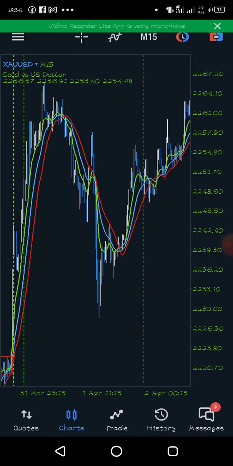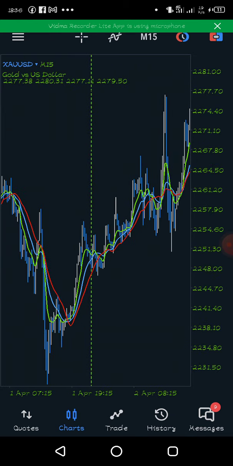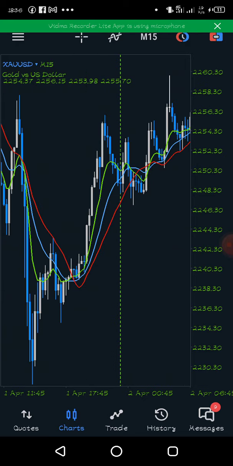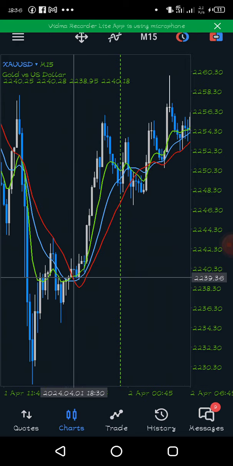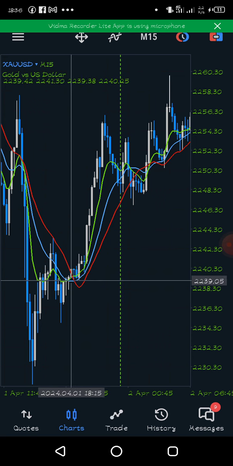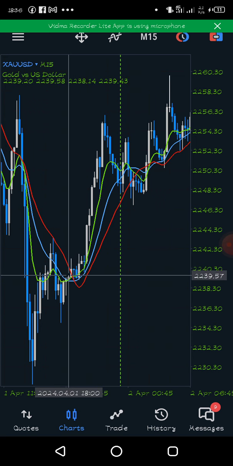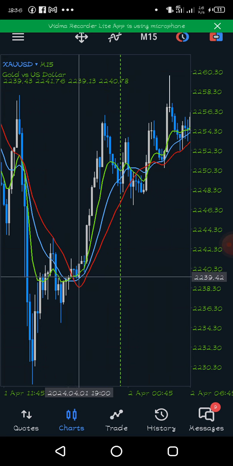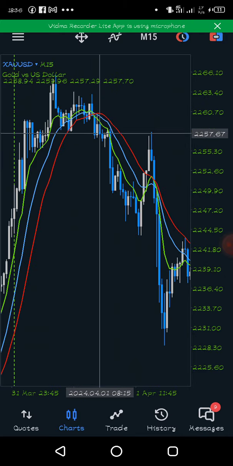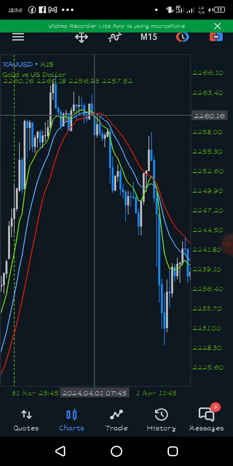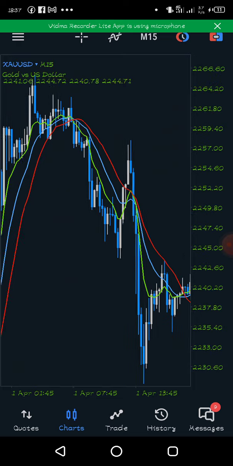So let's backtest and see some of the goodies of this strategy. As you can see from here as well, the green moving average crosses both the blue and red. Then we have our buy signal here, and here as well we have the green moving average crossing the blue and the red. Then we have our sell signals here.